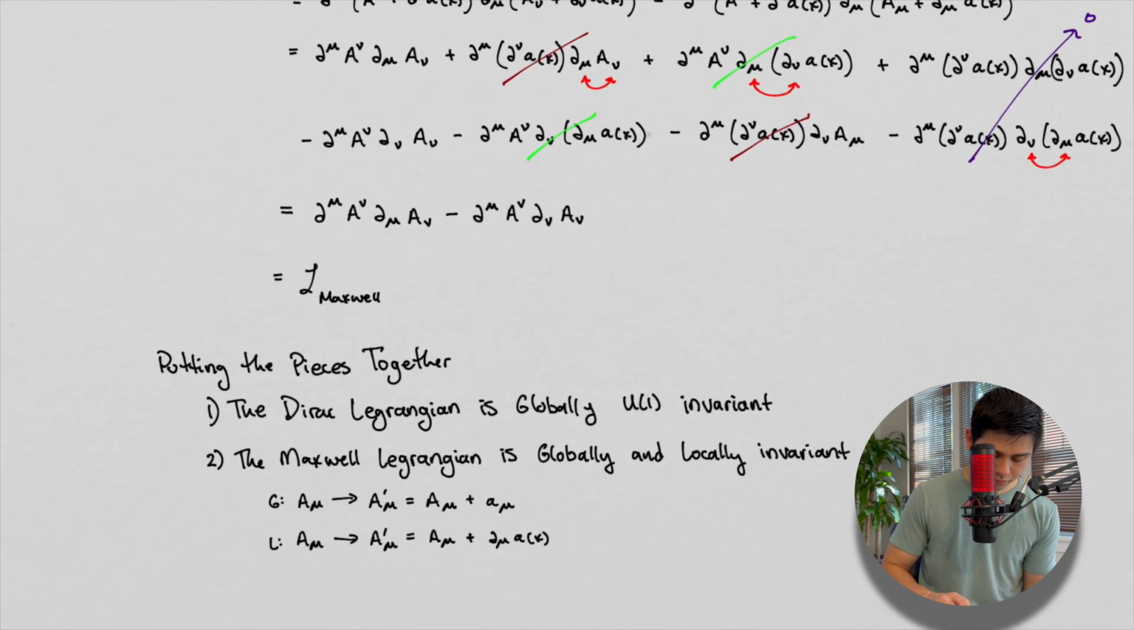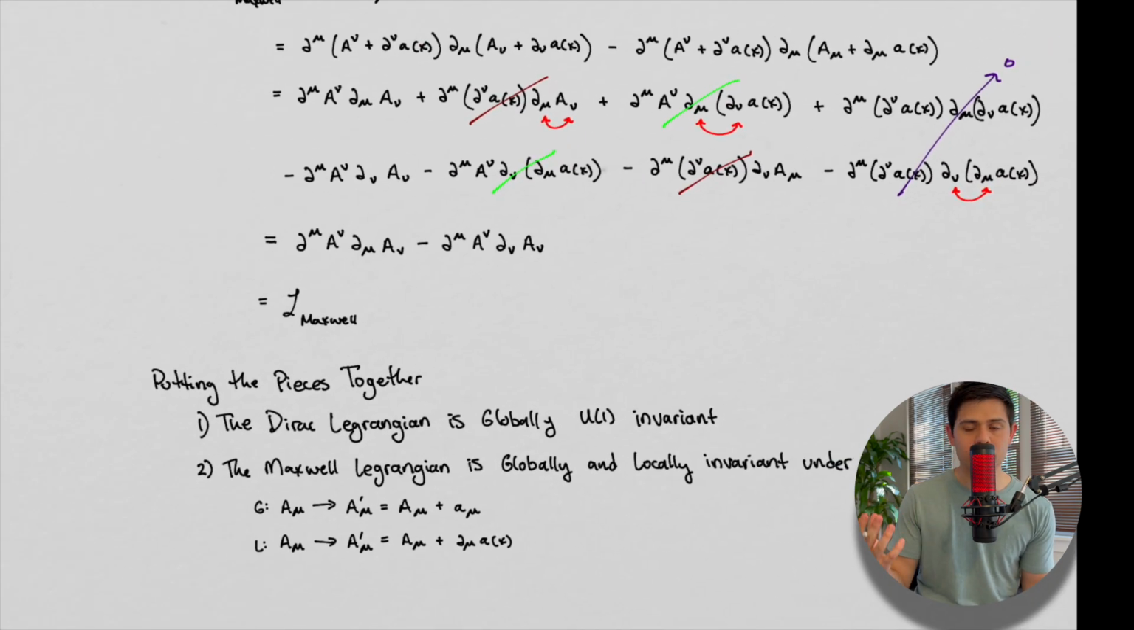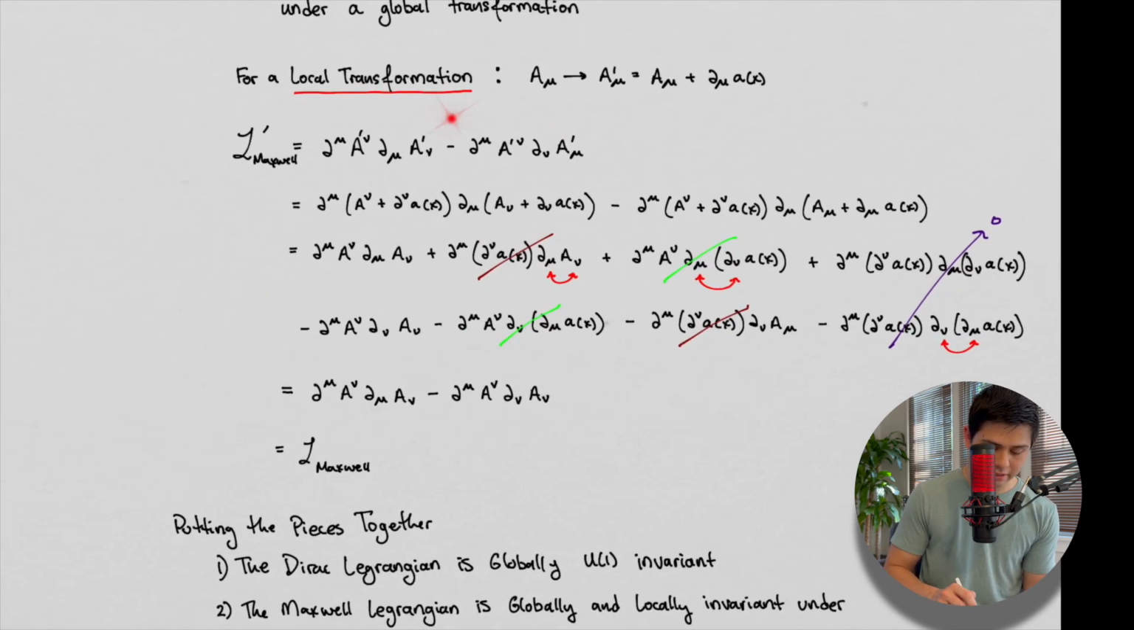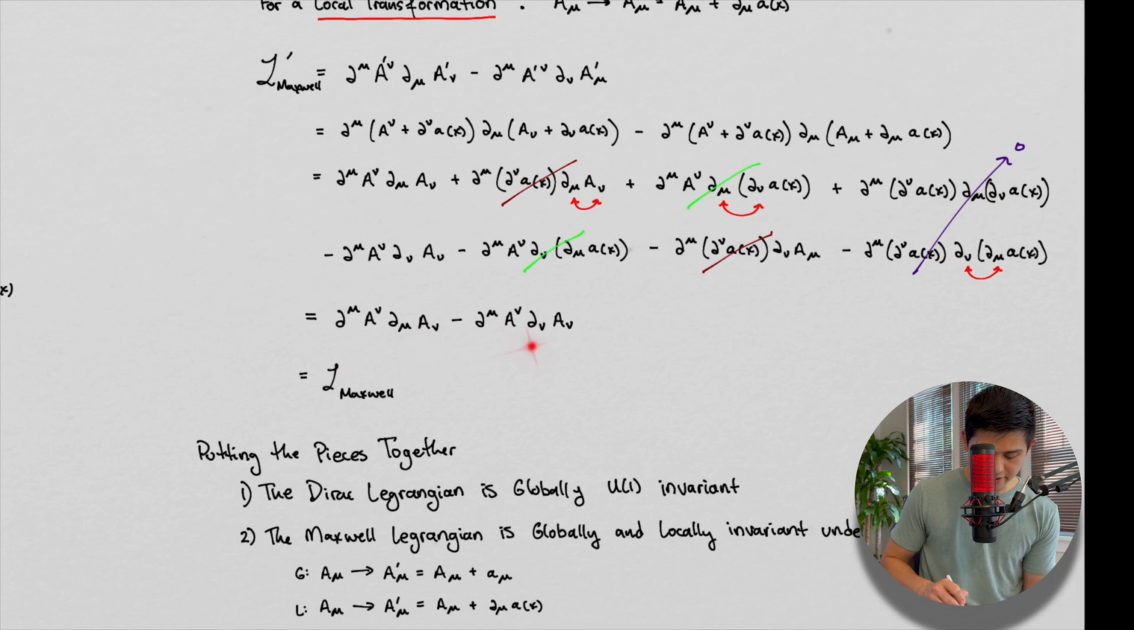Again, if I'm going too fast, you can always pause the video. Now we have this term right here, and it is the exact same thing as we have up here with the exception of the primes, right? This is invariant. It's the exact same, so it's invariant. So that means the Proca Lagrangian, or the Maxwell Lagrangian, is actually invariant under local transformations.